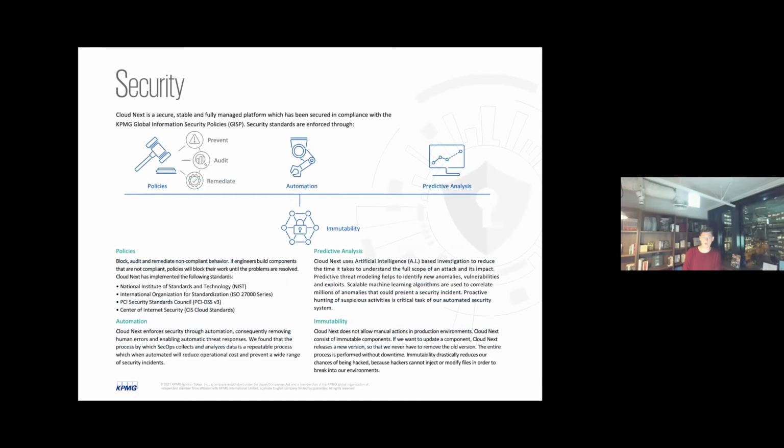Now, what do we do around security? On a high level, basically, we have a lot of different policies on AWS and on Azure that prevent malicious behavior, audit it, and can remediate it. We have automated everything from end to end.